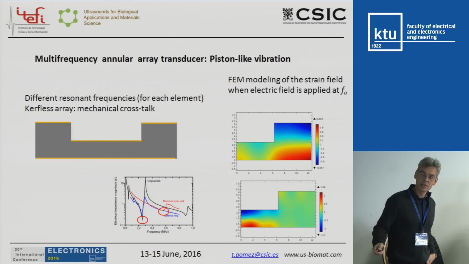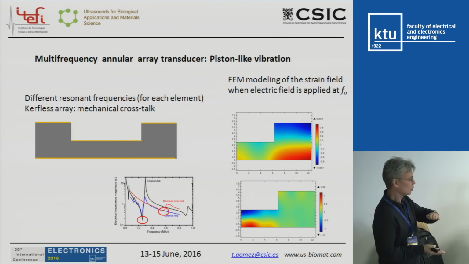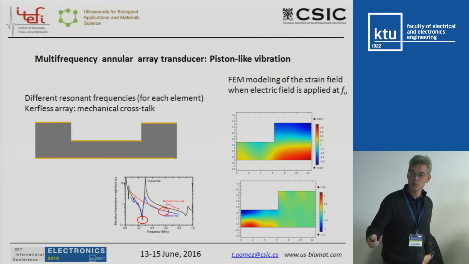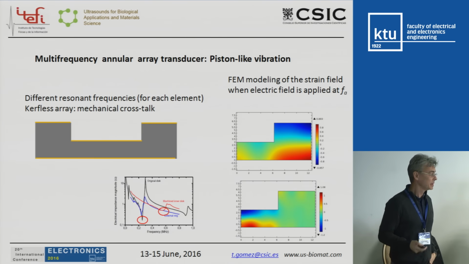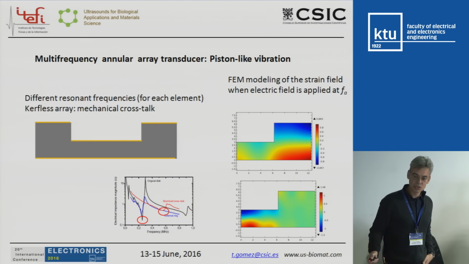So you can see here, this is when we apply an electric field at this frequency, which is the resonant frequency of this element, and this is the distribution of the deformation. You can see that this element here is vibrating something like this. So we have a piston-like vibration, the one that we want. And we have almost nothing here, so we have almost no crosstalk between these two elements, which is very, very good.